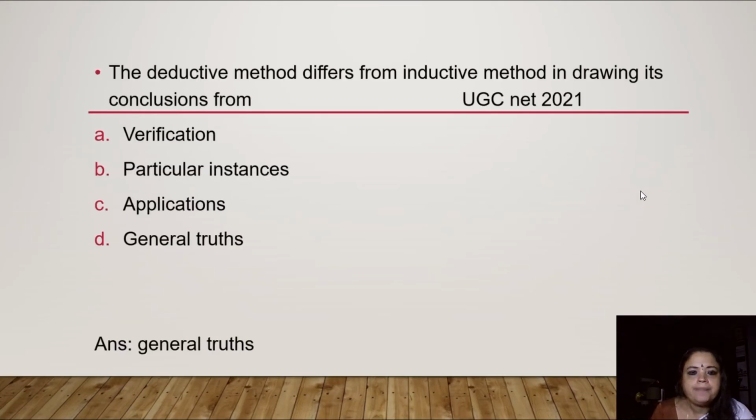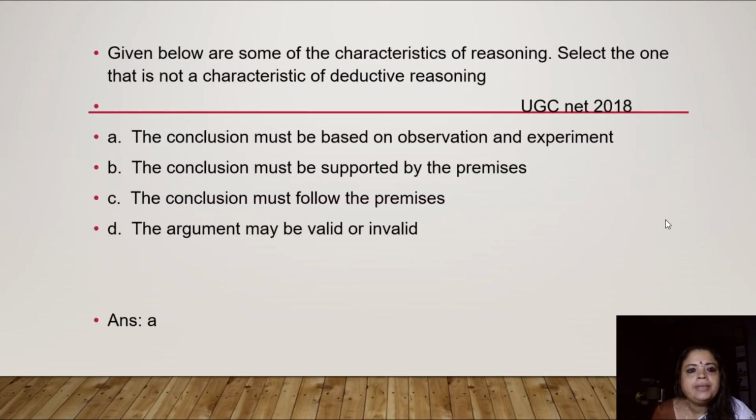Next one, the deductive method differs from the inductive method in drawing its conclusion from. So a deductive argument is based on general truth, isn't it? If the premises are true, then the conclusion is true. So the first answer, verification, no. Particular instances, no. Applications, no. So the answer is D, general truth. Asked for the 2021 examination.